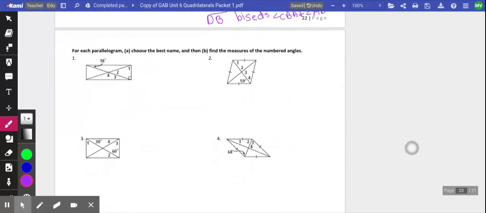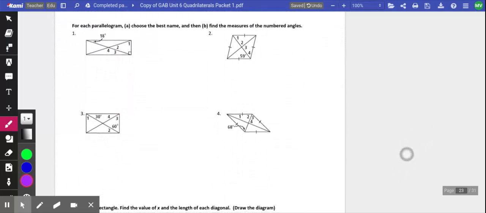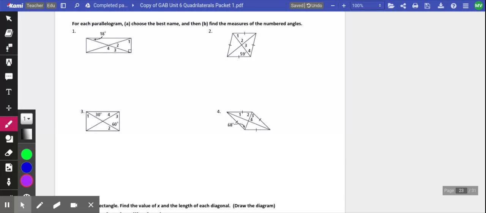So now using our properties, I want to figure out the missing angles and then choose the best name and then find the missing angles. So if I look at number one, I know it's a parallelogram because that's given. And I see that right here we have a right angle. So since it's a parallelogram with a right angle, that means it's a rectangle.